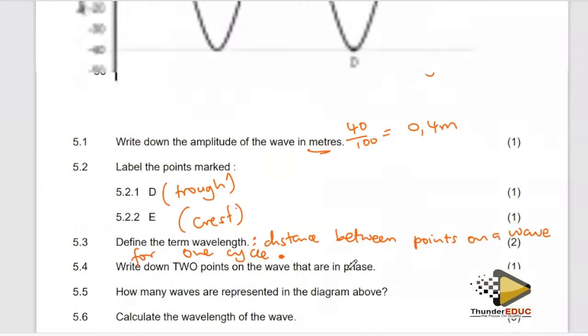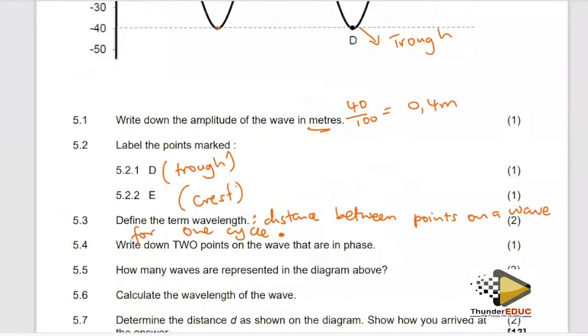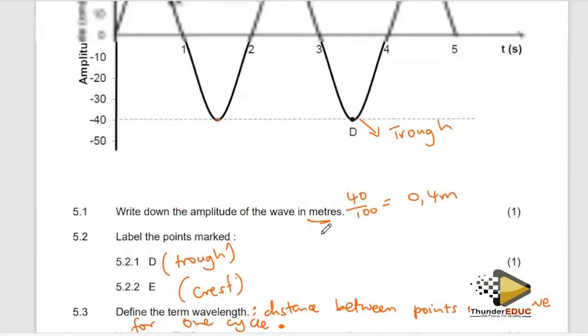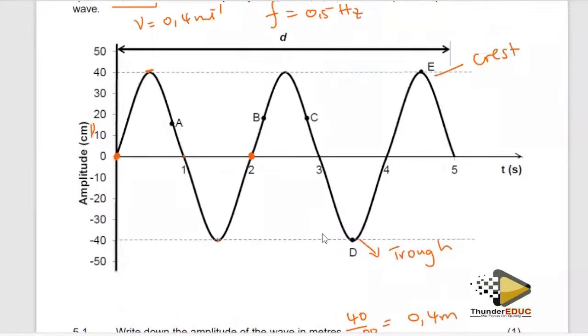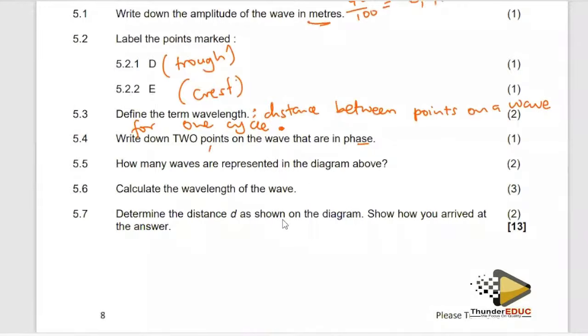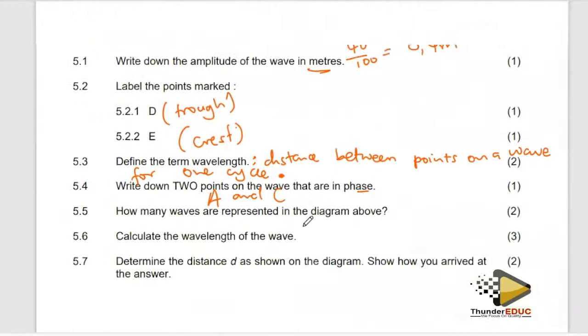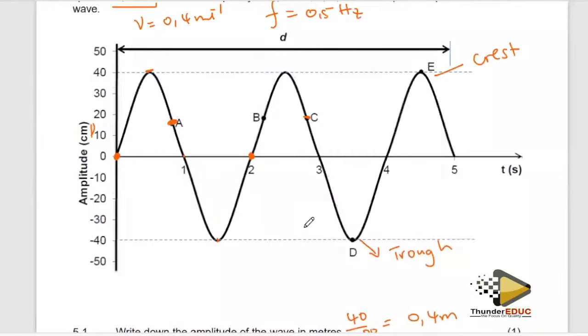Then 5.4, can we write down the points on the wave that are in phase? To be in phase simply means the points must be more or less at the same level. So we can look at A and B. It could be A and B in the same phase. Someone can also say A and C are in the same phase, or B and C. So I'm going to take A and C in this case. Two points, A and C, are in the same phase, because both points are on the decreasing part of the wave.